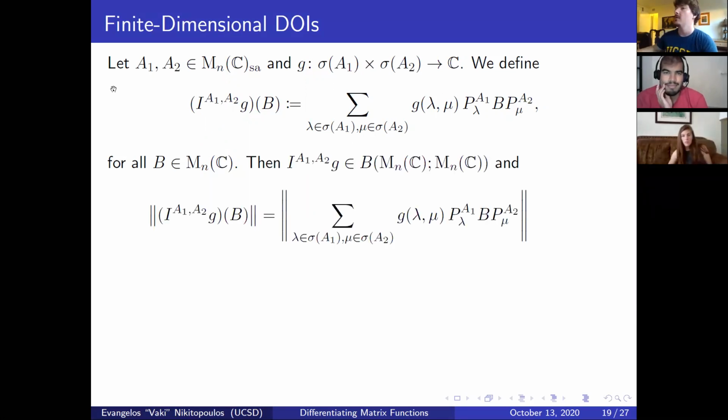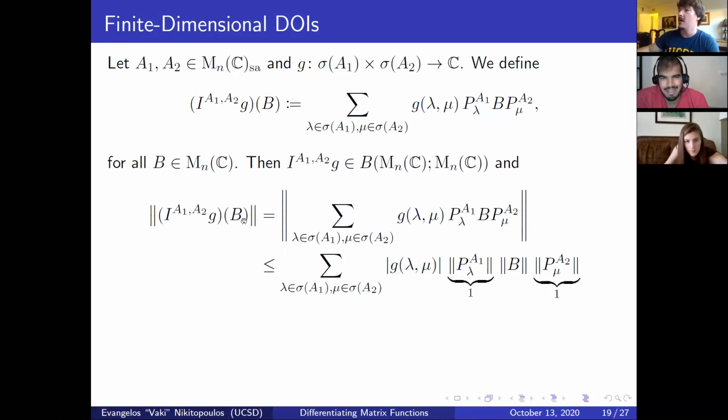All right. Because this is manifestly linear in the B argument, this is a linear map from matrices to matrices. And we're going to do a little operator norm calculation on this. So here's just the expression defining I A1, A2, G of B. I'll use the triangle inequality to bring the norms in. G of lambda, mu pops out with an absolute value. Then I use the normed algebra property to break these up. But these are non-zero projection matrices, which have operator norm 1, and the norm of B just sits there.